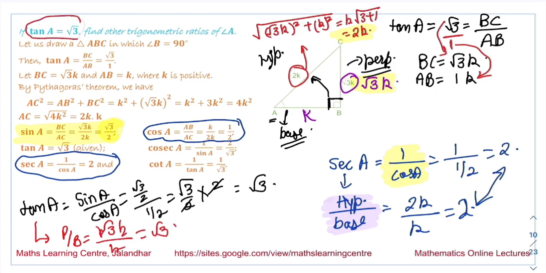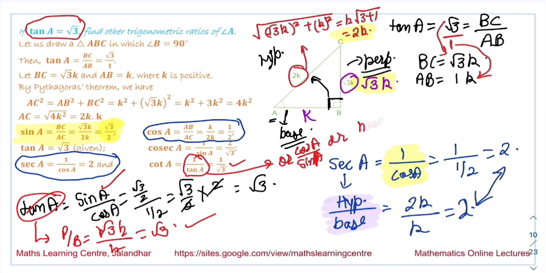In this question the value of tan is already given to you. I am just saying that if you have to calculate tan A, you can use any of these methods. If you have to calculate cot A, you can use 1 over tan A, or cos A over sin A, or base over perpendicular. So in all these three cases the answer we will get is 1 by root 3. So it is up to you how you want to find the trigonometric ratios.